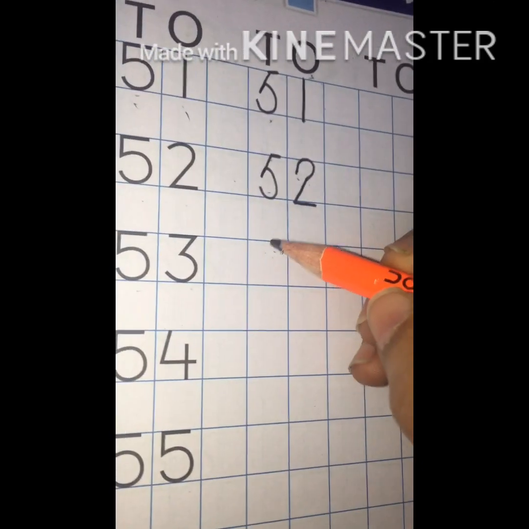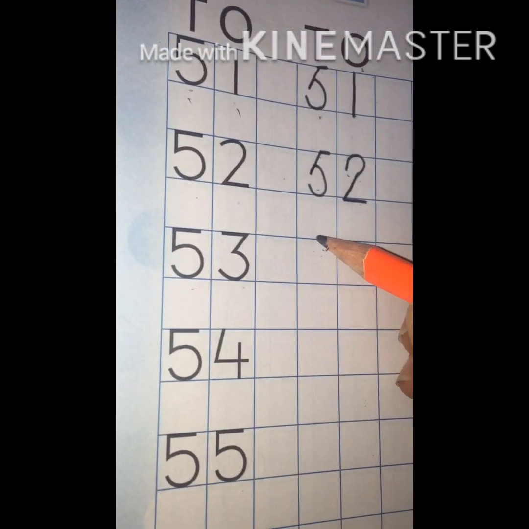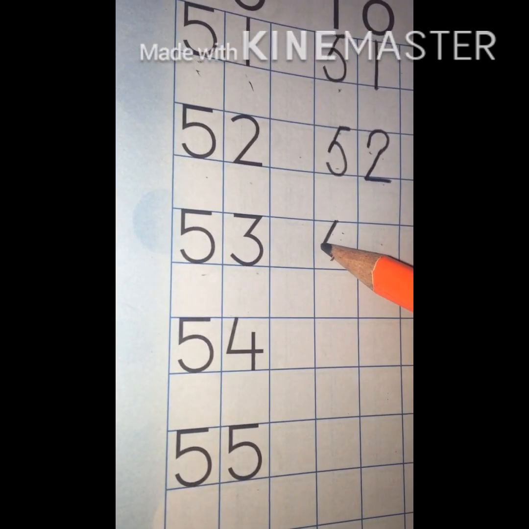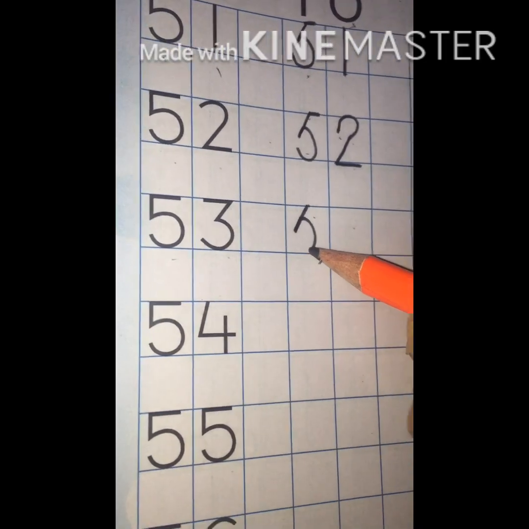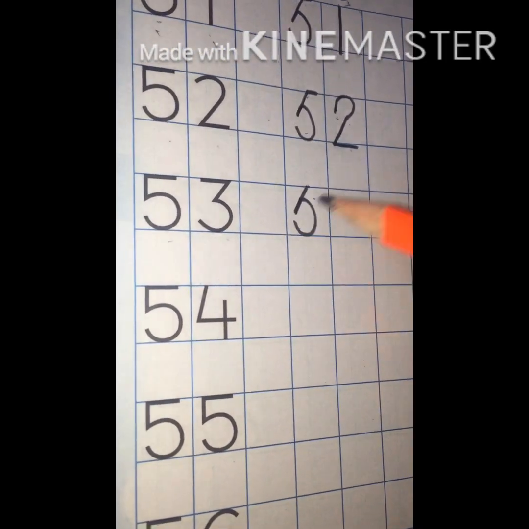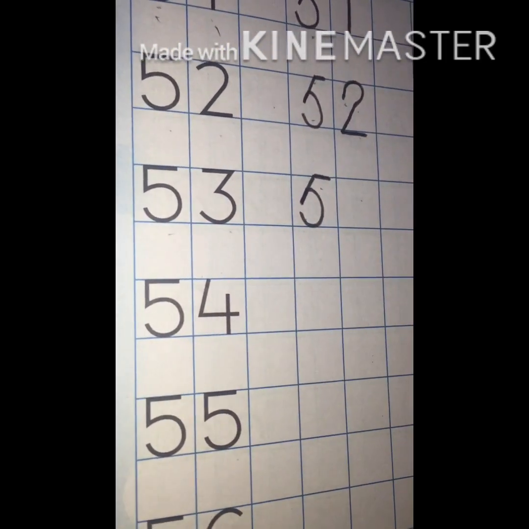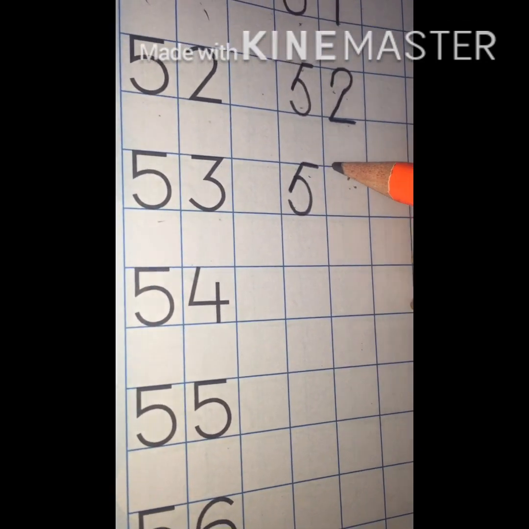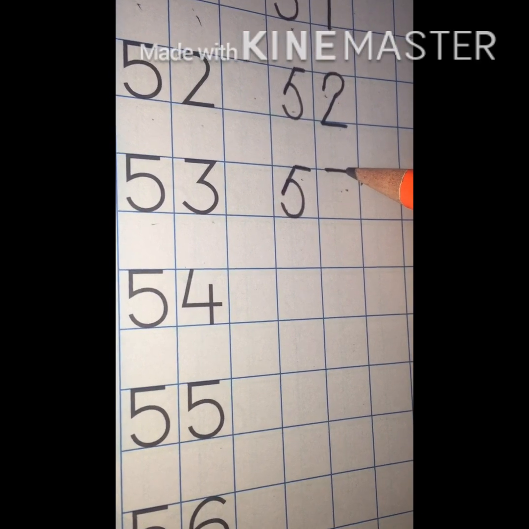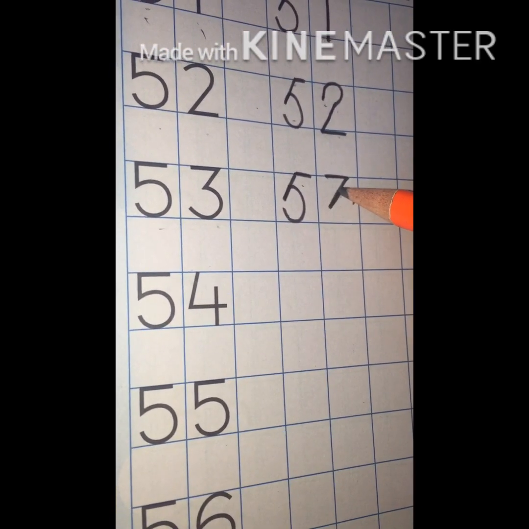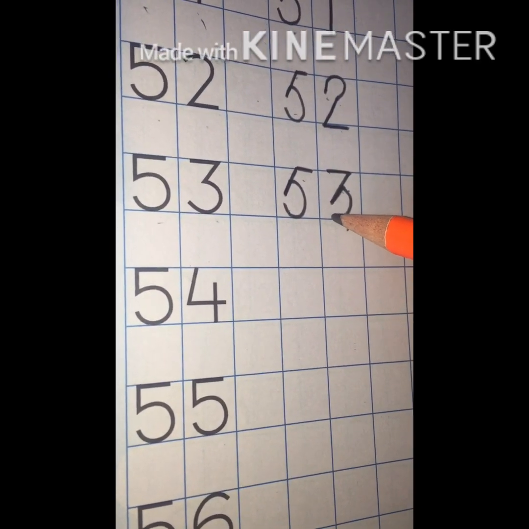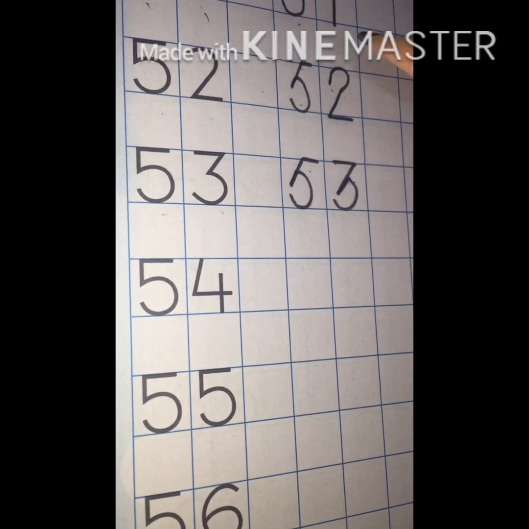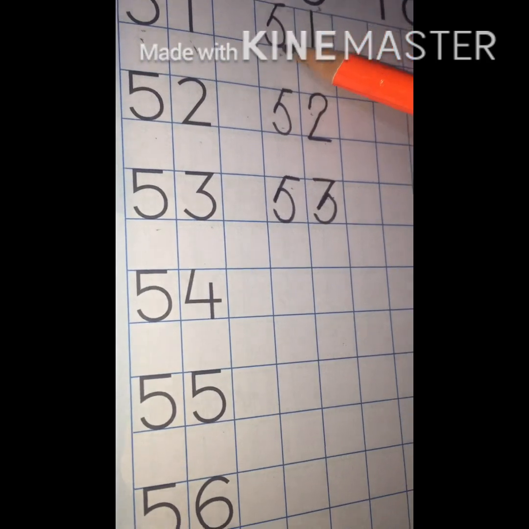53. So how to write down 53? First which number is coming? 5. Slant line, go back, curve, touch the line, go up, and sleeping line. And what is coming at the end? 3. So 3 will come here. Sleeping line, slant line, go back, curve, touch the line and go up. Like this. Now, let's start from the beginning.